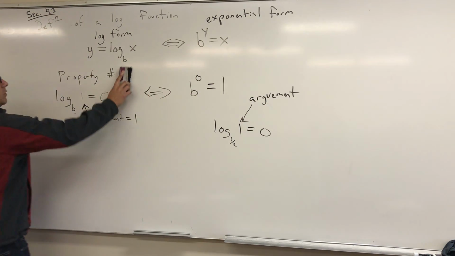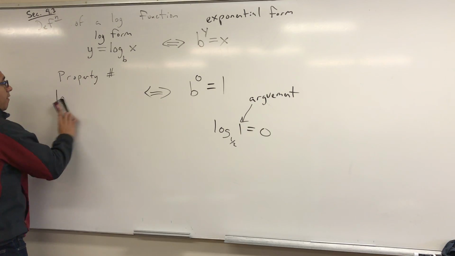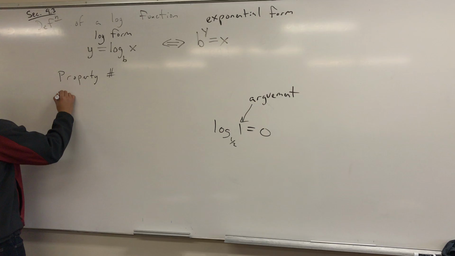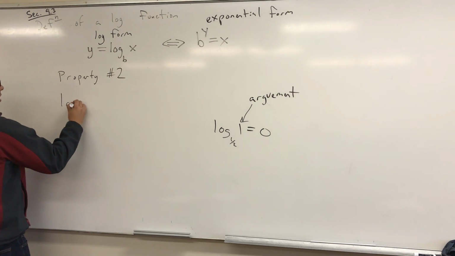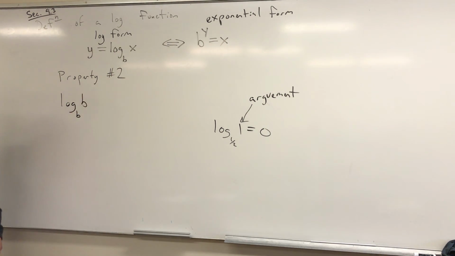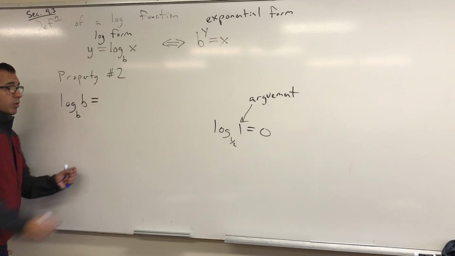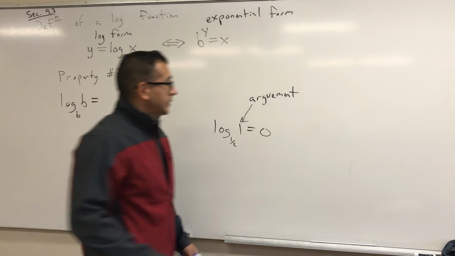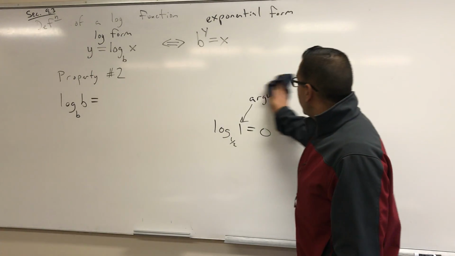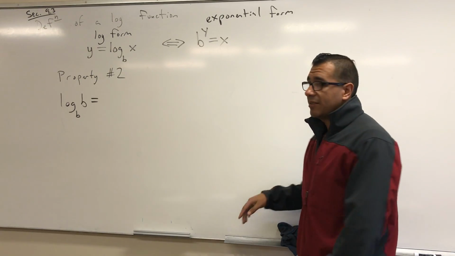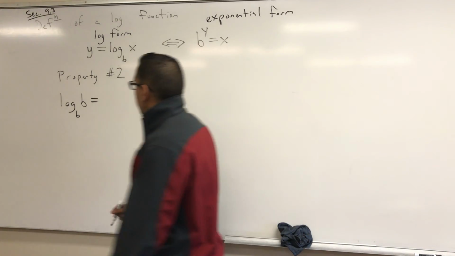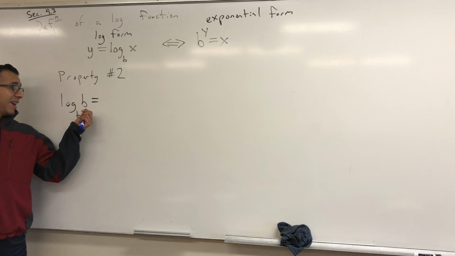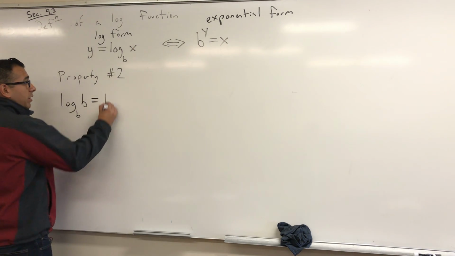Property 2. Let's say that we have log base b of b. Now we're noticing that the base and the argument are the same. This is not what happens, but we could think about it like these guys canceling out. So the property says that this is 1.